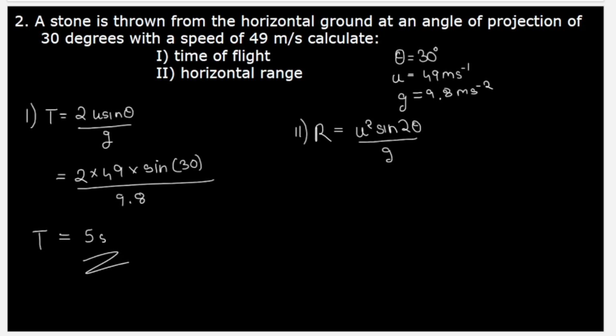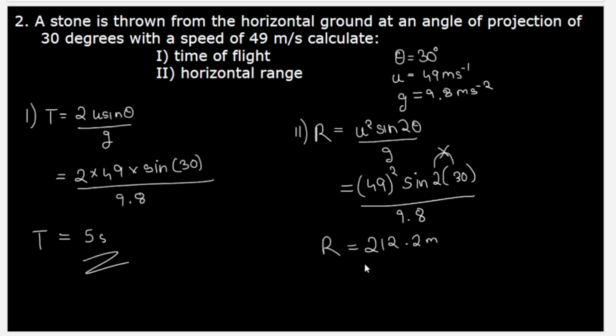R is equal to u square sine 2 theta by g. Putting in the values, we will be multiplying 2 inside and get R is equal to 212.2 meters. This is the range.